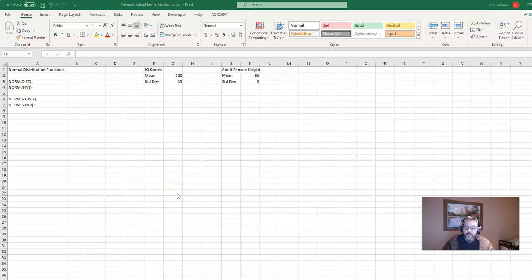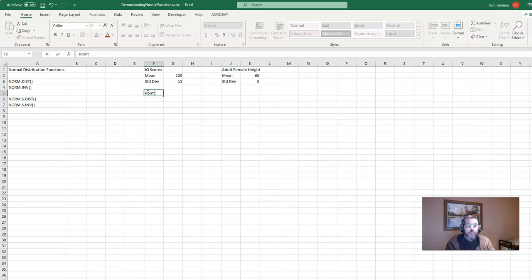So let's wrap up the normal distribution functions we started today. It's a little more detail than I had in class. We'll do two of them. IQ scores are said to have a mean of 100 and a standard deviation of 15, normally distributed. Adult female height is said to have a mean of 65 inches and a standard deviation of 3 inches.